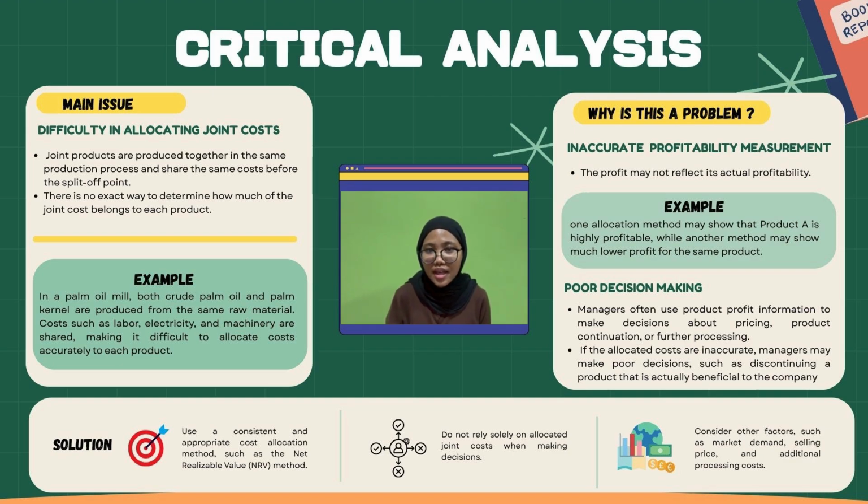Today I will be explaining to you the concept of joint cost allocation, the issue that comes with it and why it is important in managerial decision making. Let's start with the main issue, which is difficulty in allocating joint costs.